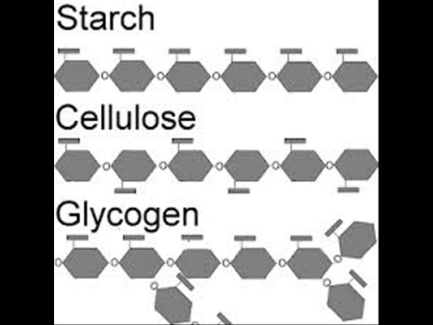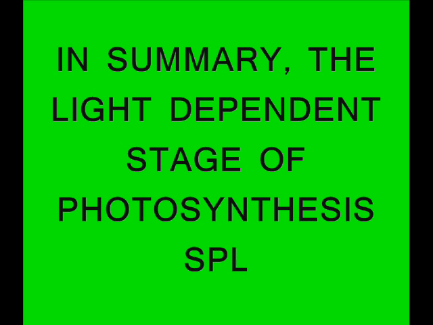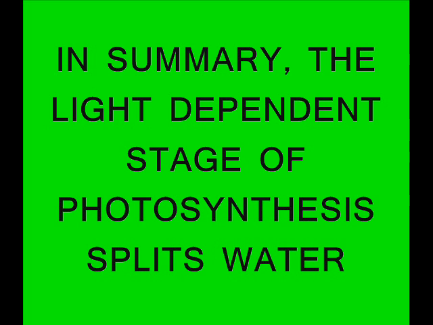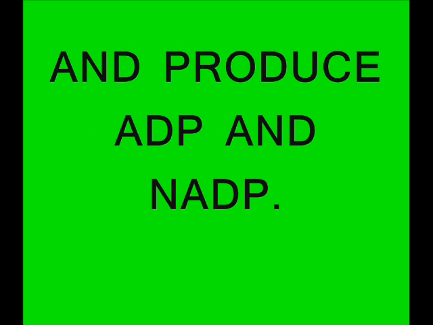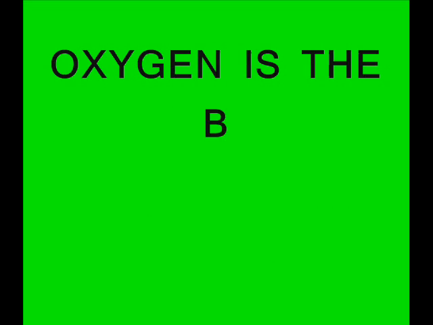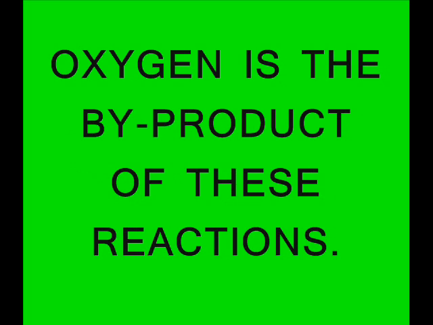When there is an excess of sugar in their bodies, the sugar is combined into large carbohydrate molecules and stored as starch in the roots or tubers. In summary, the light-dependent stage of photosynthesis splits water and produces ATP and NADPH. Oxygen is a byproduct of these reactions.